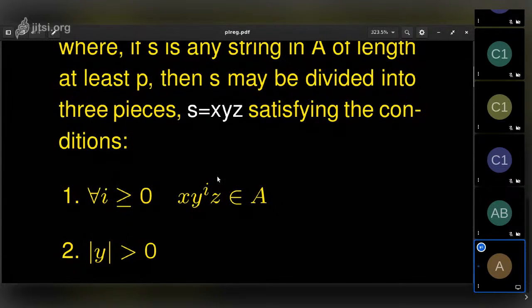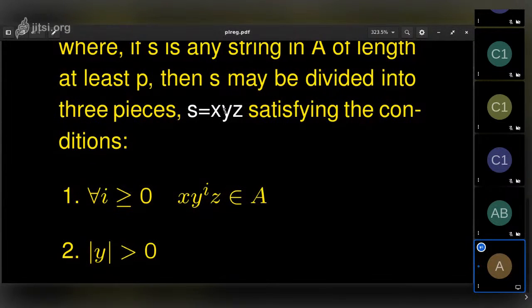So that means if you take i as 0, then the resultant is XZ. So XZ should be a member, XYZ should be a member, X Y raised to 2 Z should be a member, that means XYYZ is a member, and Y raised to 3 as well. For our automata theory of computation discussion, this exponent means you are repeating that string that many times. Bear in mind, Y raised to 3 means Y concatenated 3 times. So XYZ should be in the language.